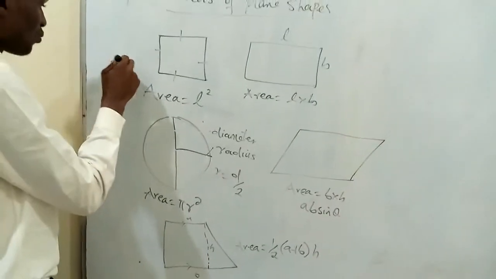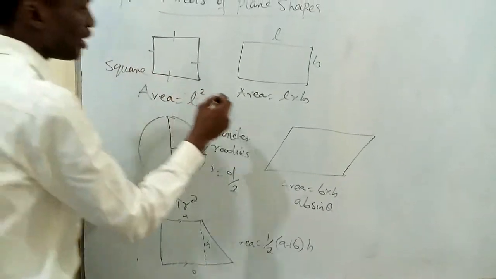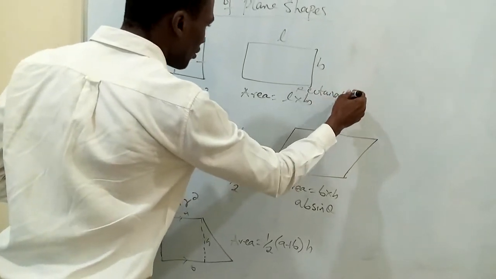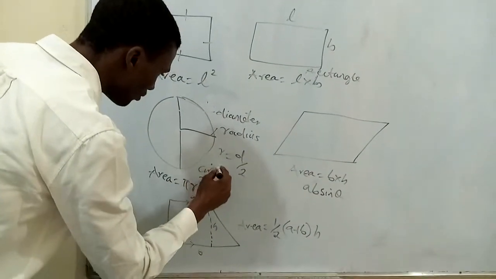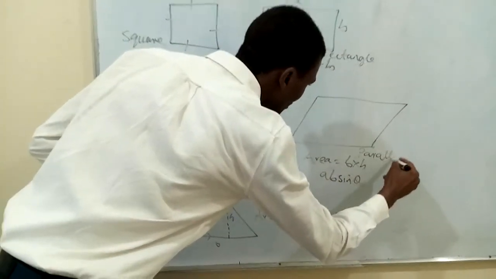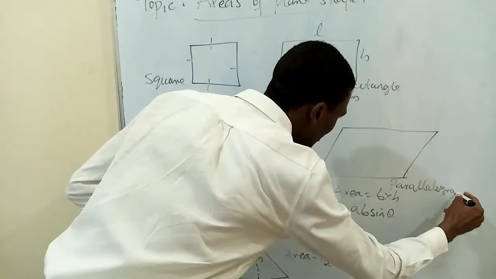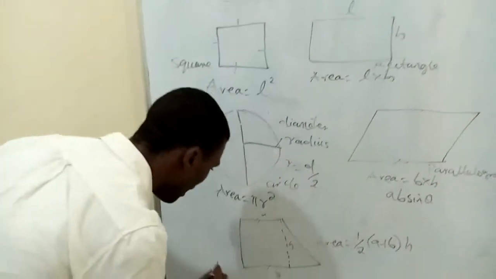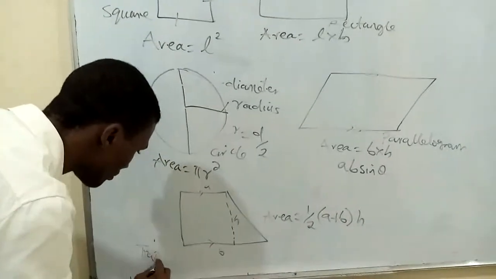We have this as our square. We have this as our rectangle. This is our circle. This is the parallelogram. The sides are parallel to each other. Then we have our trapezium.